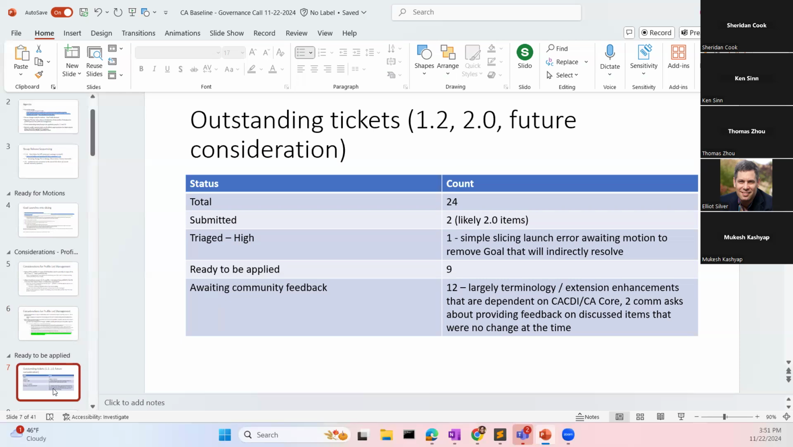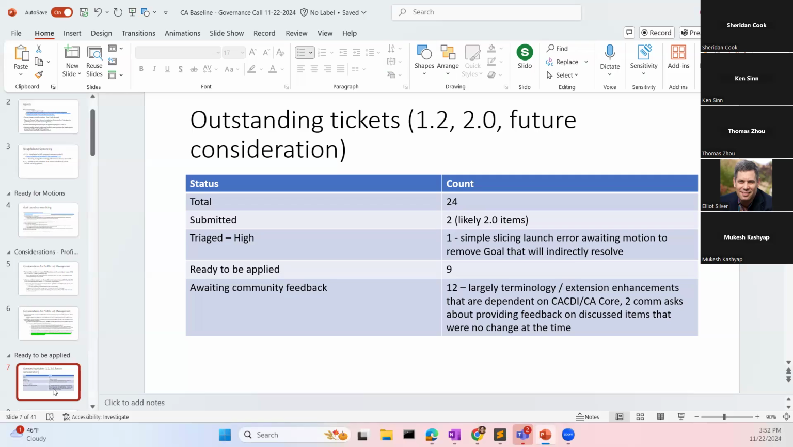In order for us to get to 1.2 before the break in December, I thought it might be helpful to highlight where we sit with our tickets, because we don't necessarily have to have all of our tickets resolved and applied in order to publish in 1.2. And we also don't need to have all of our tickets resolved and applied in 2.0 if some of them are future considerations. So what I've done is I've taken the issue log that we have on FHIR and I've just categorized this for folks for your awareness.